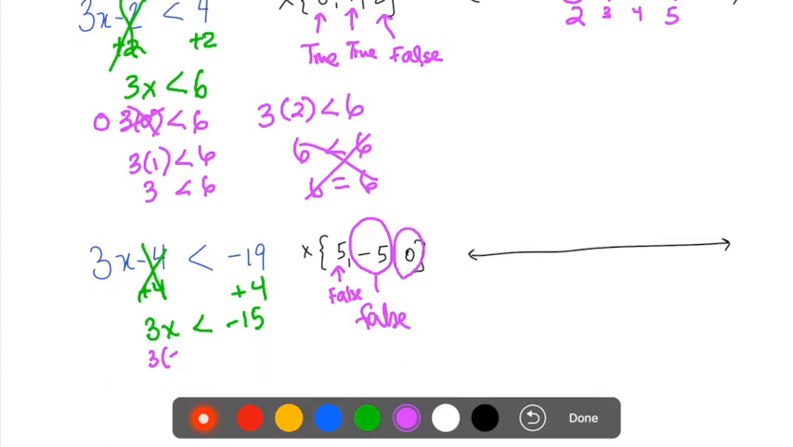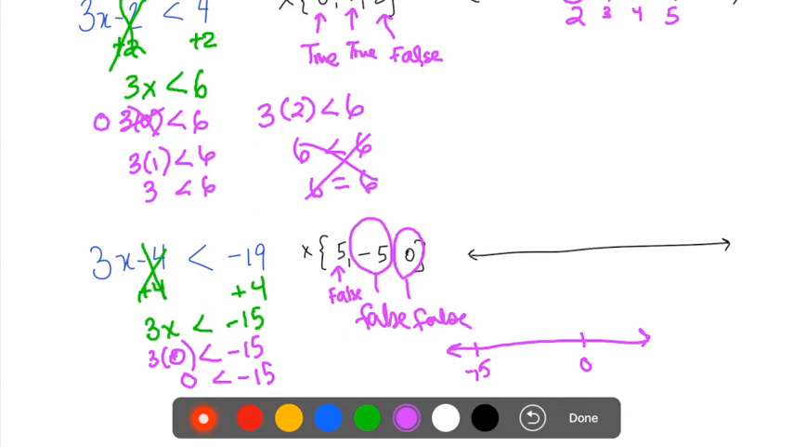Now let's plug in our last value here, a 0. 3 times 0 gives us a 0, and that is not less than negative 15. A 0 on the number line is actually greater. So that will also make the inequality false. So none of these given values made this inequality true.